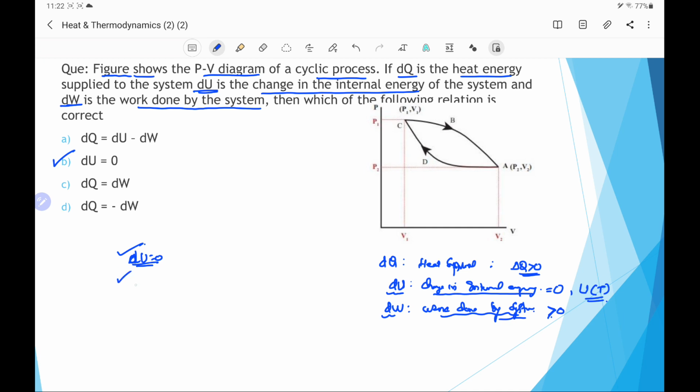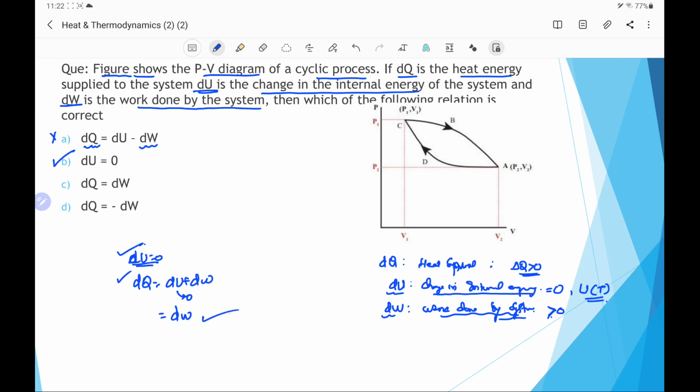From the first law of thermodynamics we know dq equal to du plus dw, and because du is 0, so it is equal to dw. So option A is incorrect, because if heat is positive then this w is also positive, or it is not as per the first law of thermodynamics, because first law of thermodynamics says dq equal to du plus dw. Here minus sign is given, so this option is wrong.